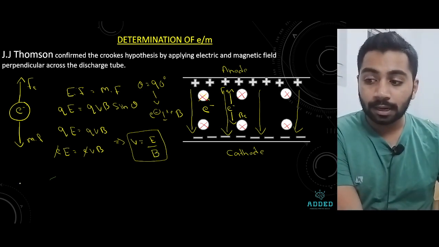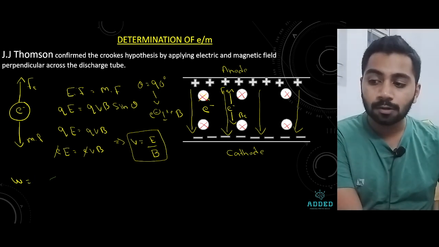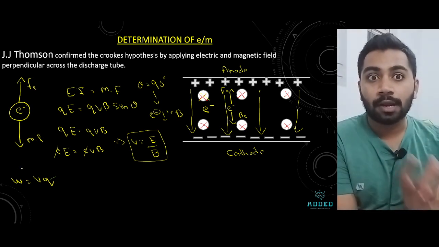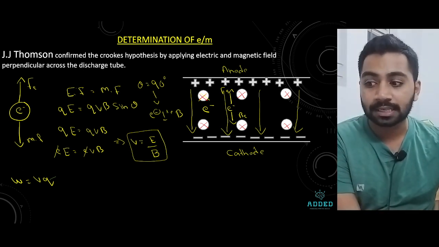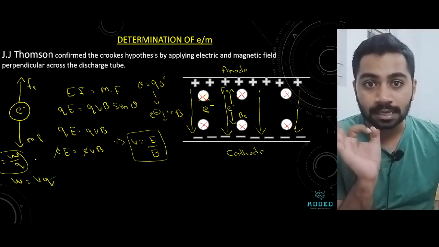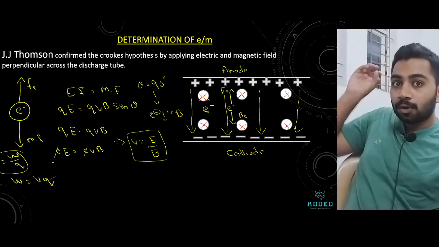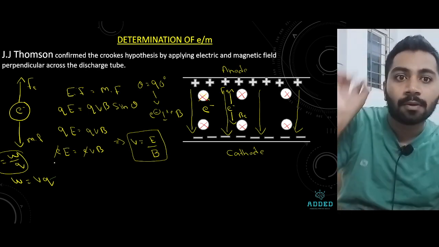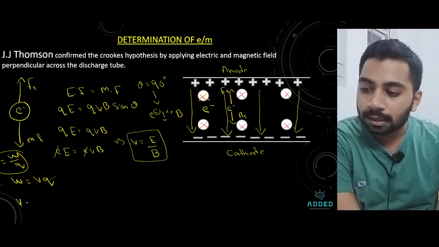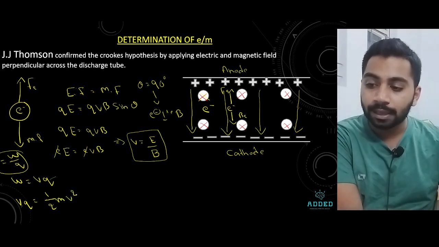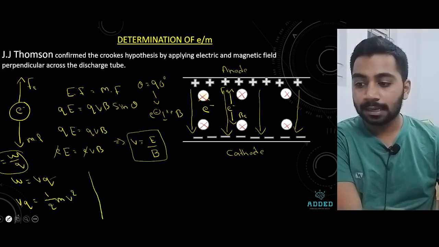Now we know that work done is equal to qV. Don't ask how this comes. It is like electric potential, which we discussed in the second chapter. Electric potential is the work done to bring a unit positive charge from infinity to a point. And in this chapter we discussed that work done is stored as kinetic energy. So can I write work done equals kinetic energy, half mv square.